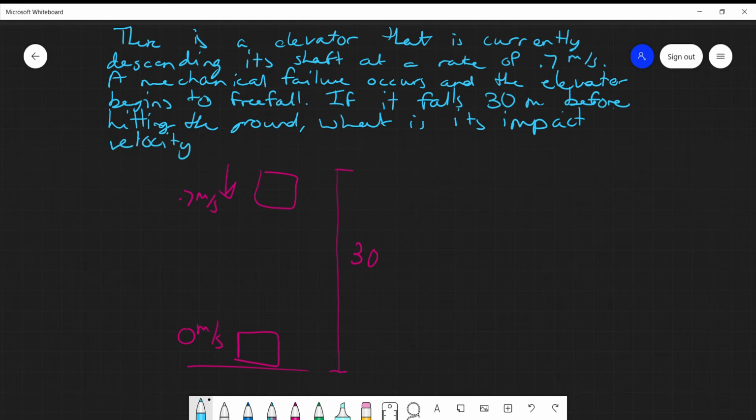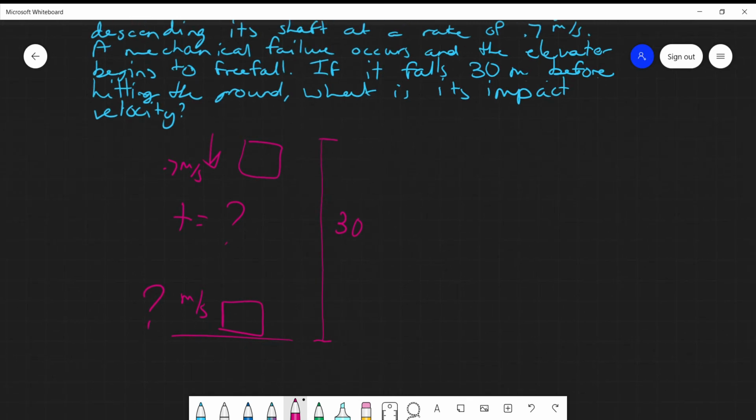We don't know what the impact velocity is, and we don't know how long it takes for this to occur. But because it is in free fall, we know the acceleration. Acceleration in the y direction is always going to be 9.81, and usually it's negative. I'll draw them real quick. According to our coordinates, positive y is up and acceleration is making us fall down. That's how we think normally.